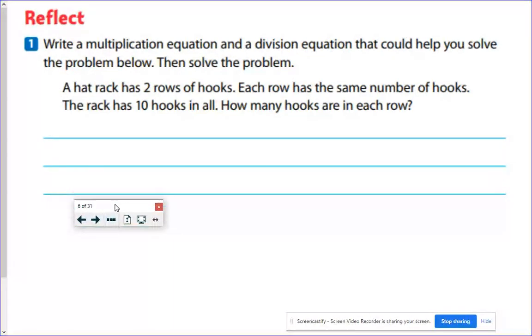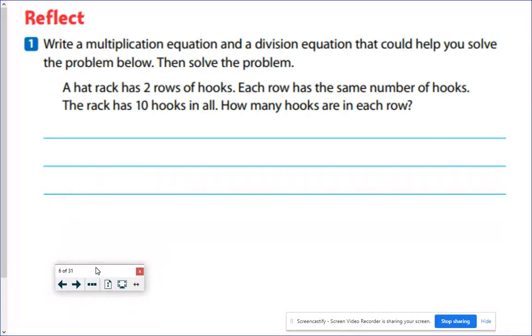Write a multiplication equation and a division equation that could help you solve the problem below. Then solve the problem. If you'll pause the video right now and see if you can figure that out, if you'd like to grab a piece of paper and write it down, or if you have some type of device that has like a stylus, a notepad that you could pull it up and write it that way, and just come back with me and see if you got the same answer that I did.